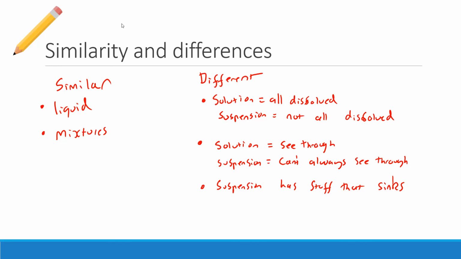So what's similar between them? They're both liquid and they're both mixtures. What's different is in the solution, everything is dissolved. All of the sugar or all of the salt is dissolved. But in a suspension, not all of it is dissolved. In a solution, it is see-through, but in a suspension, you can't always see through it. And in a suspension, it has stuff that sinks. That's the main thing.